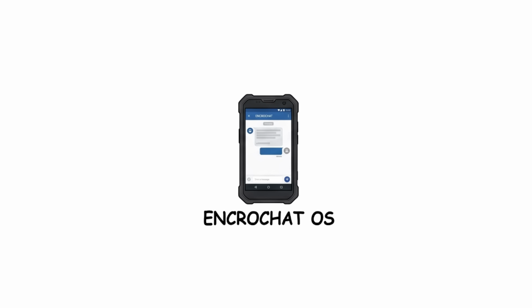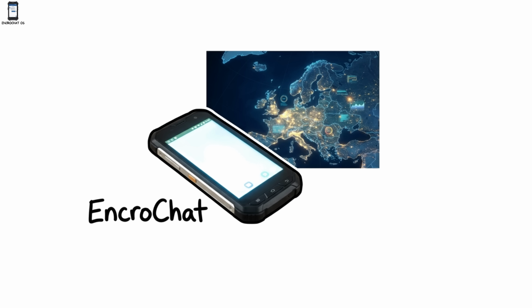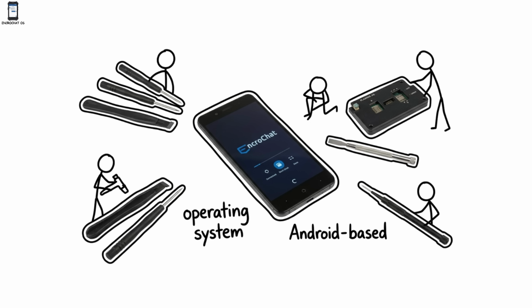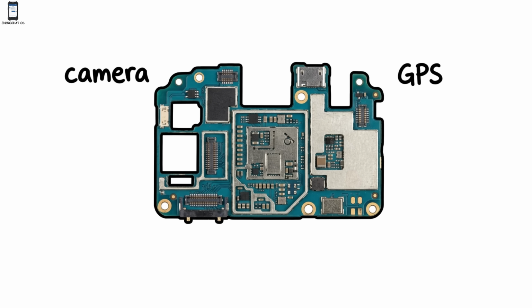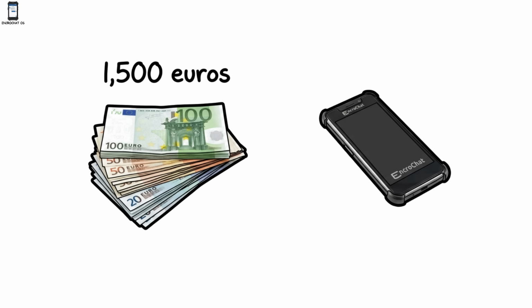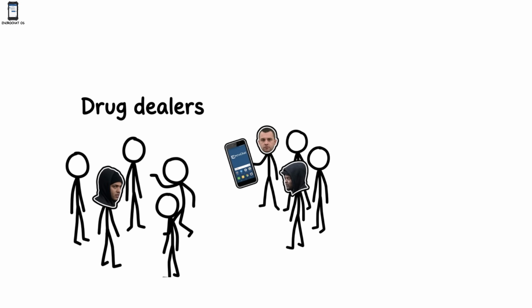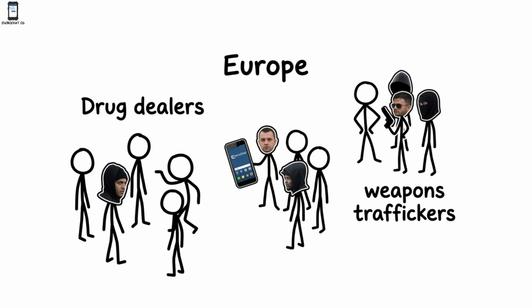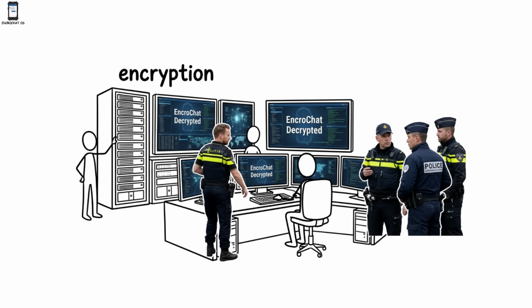EncroChat OS. EncroChat was a fully encrypted phone service used mostly by organized criminals in Europe. It ran a custom Android-based operating system on modified BQ Aquarius phones. The GPS, camera, and microphone were physically removed. The phones could only communicate with other EncroChat devices. The service cost around €15,500 for 6 months. Drug dealers, weapons traffickers, and money launderers used it across Europe. They believed the encryption was unbreakable.